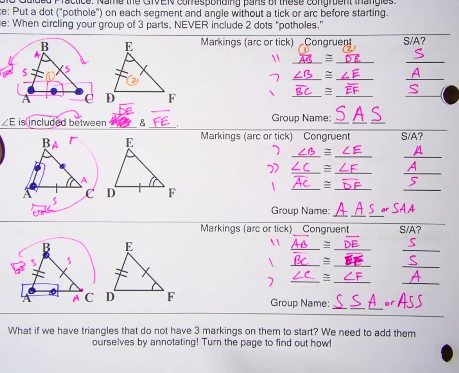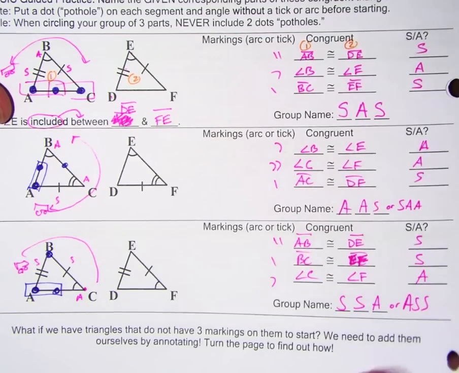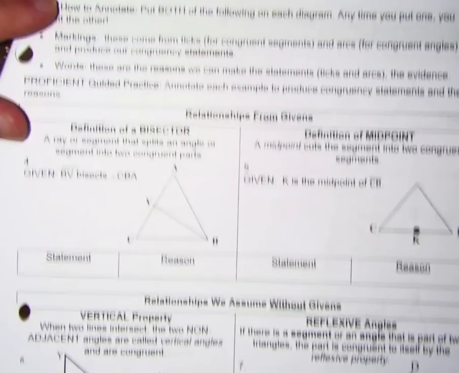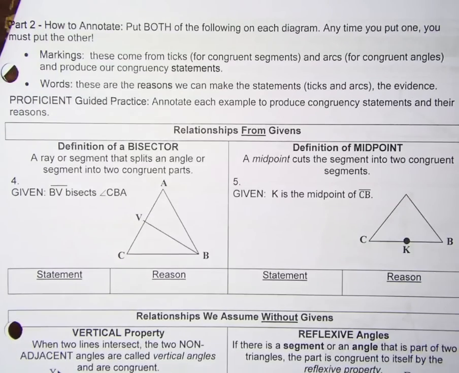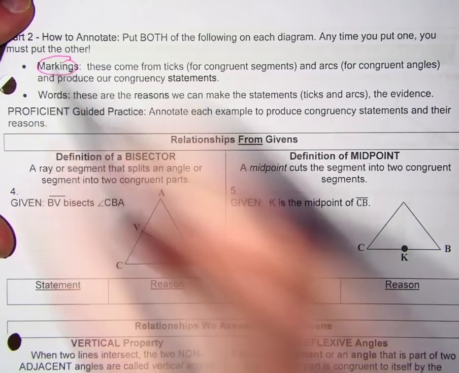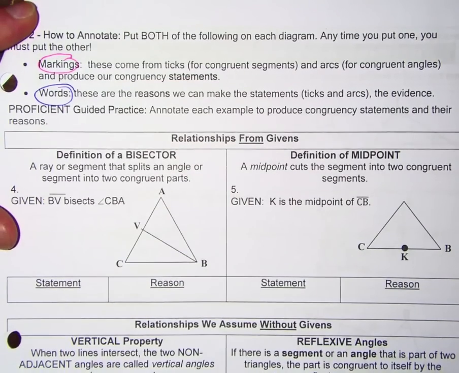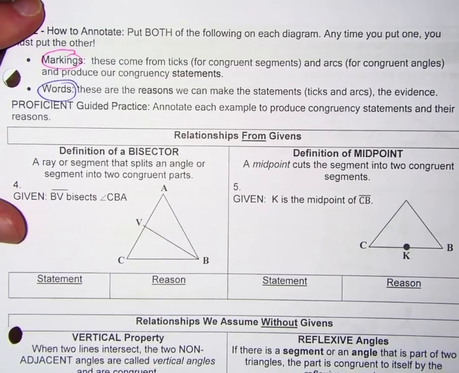What happens if you don't have these markings to start? Then you have to add them. So this same game is going to happen, but I'm going to take away the markings. What kind of markings am I going to put? Well, let's talk about how to annotate. This is non-negotiable. You need to put down both markings and words. You do that, you'll learn the vocabulary, and you'll be just fine.